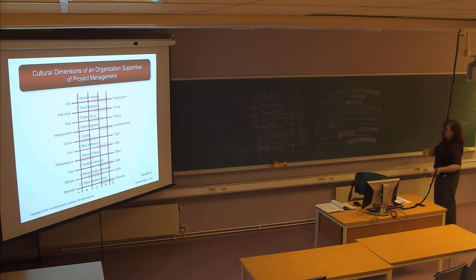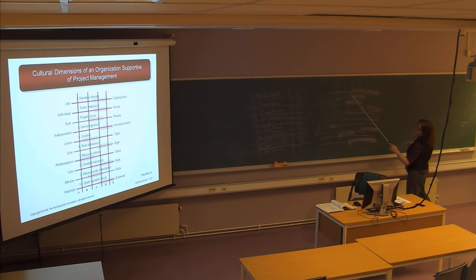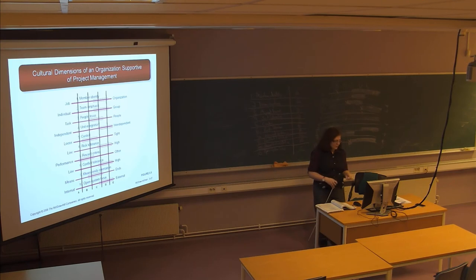So you can see that this kind of organization, the academic school, is not really that supportive of project management. If we have any projects, there are some things that overlap, maybe this one, this one, this one, this one. So 5 out of the 10 areas seem to overlap and 5 don't. So it's not really that conducive to project management.